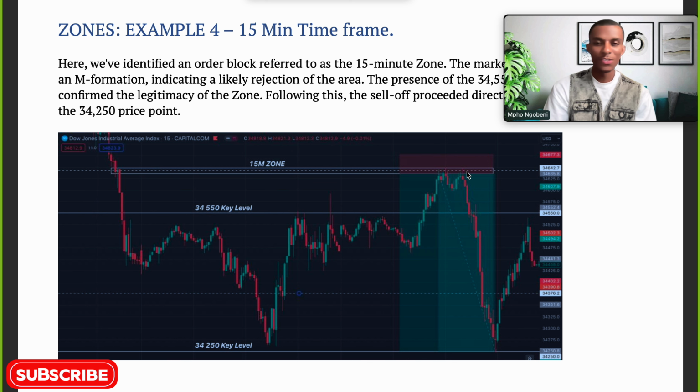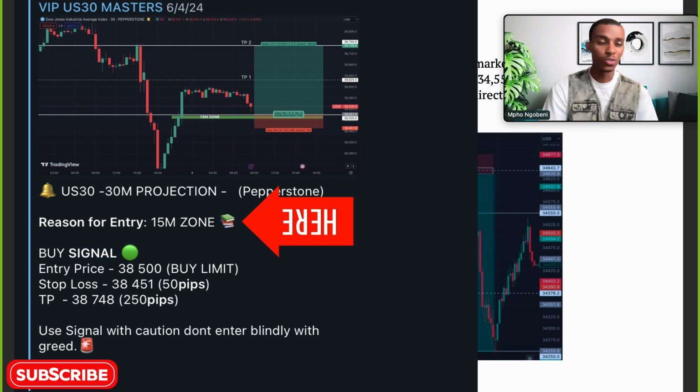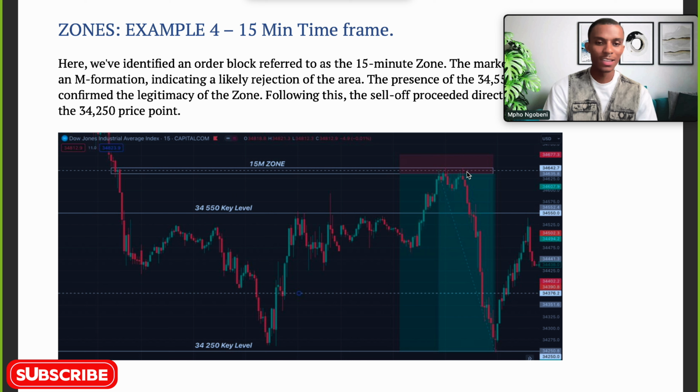If you are in my group, you're gonna see me writing 15 minute zone, 1 hour zone, 3 hour zone. Every time I do that, you can just go to your charts, check the 3 hours, and you're gonna see the zone. That's how we spotted the entry. As you can see, I placed the entry there at the zone. And then, how I target my TPs.